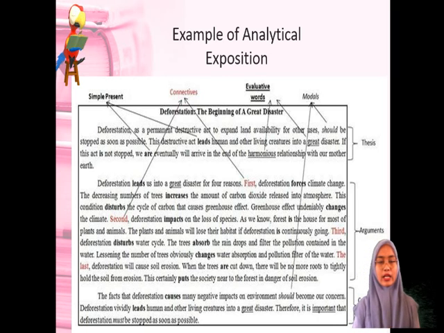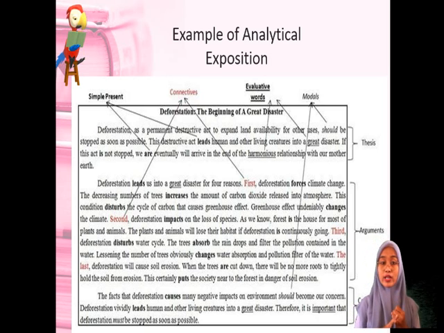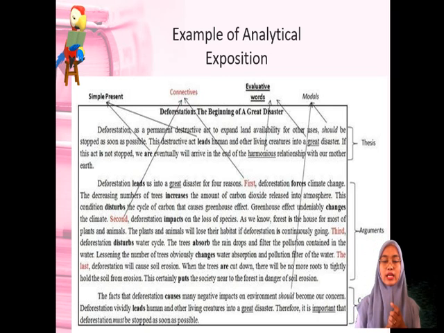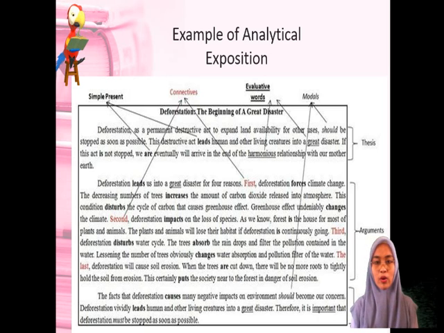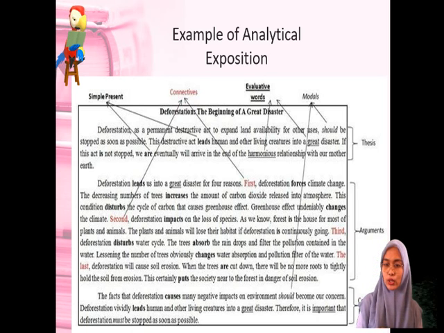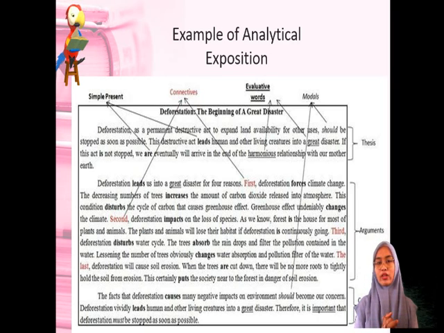And then connectives. Connective is the conjunction, for example first, second, third, and the last. You can see the words in bold red. And evaluative words, for example great, humorous, important. You can see them underlined. And the last, modals. You can see the word should. Okay, you can read this example of analytical exposition about deforestation, the beginning of the Great Recession.